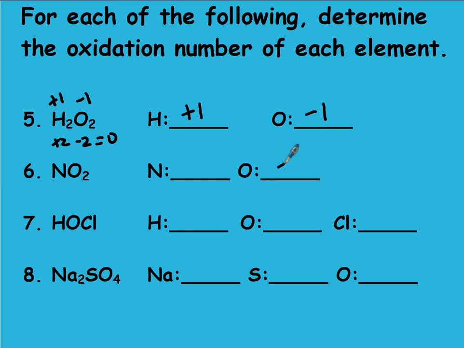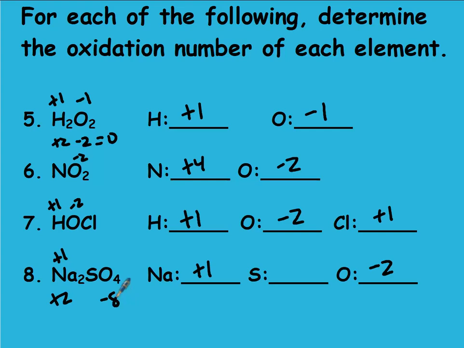For the next one, you should have got a -2 and a +4, because -2 times 2 is -4. To add up to 0, it must be a +4. We know hydrogen is a +1 and oxygen's a -2. So that means chlorine must be a +1, so it adds up to 0 since we have 1 of everything. And the last one, we know that's a group 1A, so it's a +1. We know oxygen must be a -2. So sulfur must be a +6.